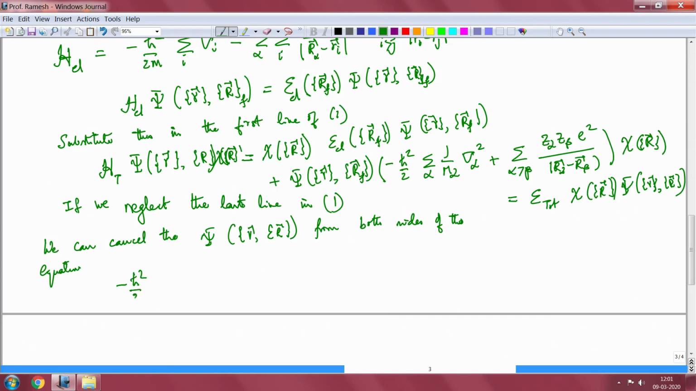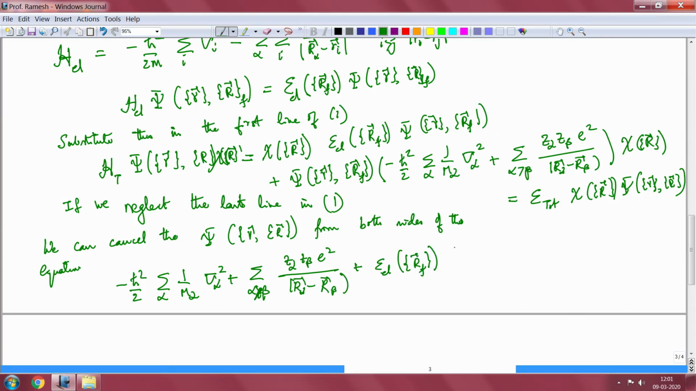So, what we will get is minus h cross squared by 2, sum over alpha 1 upon m alpha del alpha squared, plus sum over alpha greater than beta Z alpha Z beta e squared upon R alpha minus R beta, plus E electronic as a function of R frozen, times chi of R is equal to E total chi of R. Okay. So, what we have actually done is we have got two different Schrodinger equations.